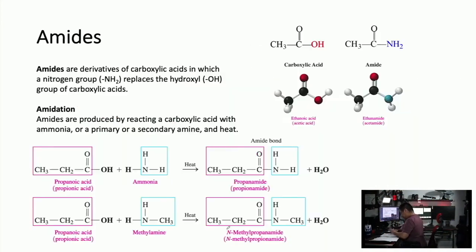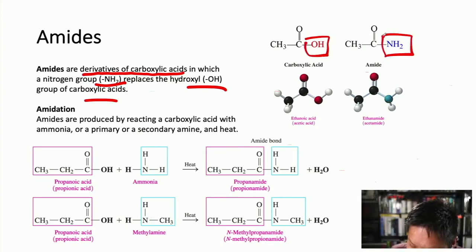Last but not least, let's talk about amides. Amides are very similar to amines, right? But they are derivatives of carboxylic acids in which the nitrogen group, the amine group, replaces the hydroxyl group on carboxylic acids, right? How do we do it? Well, if we want to take a cursory look at it here, we have a carboxylic acid with an OH there, and it gets turned into NH, and that makes it an amide.